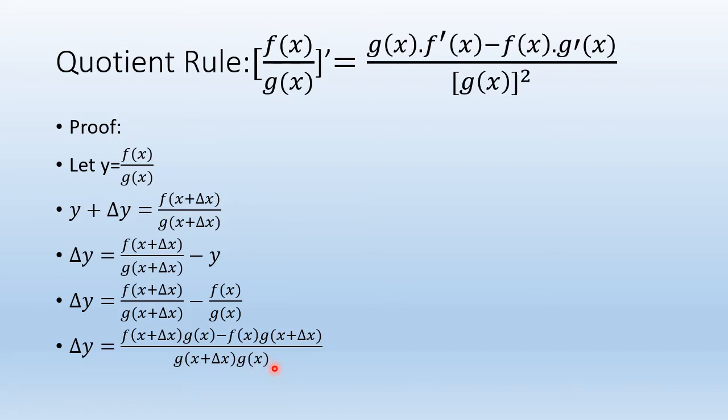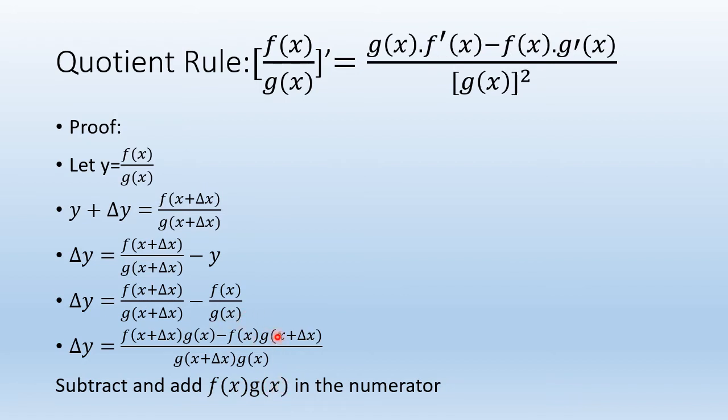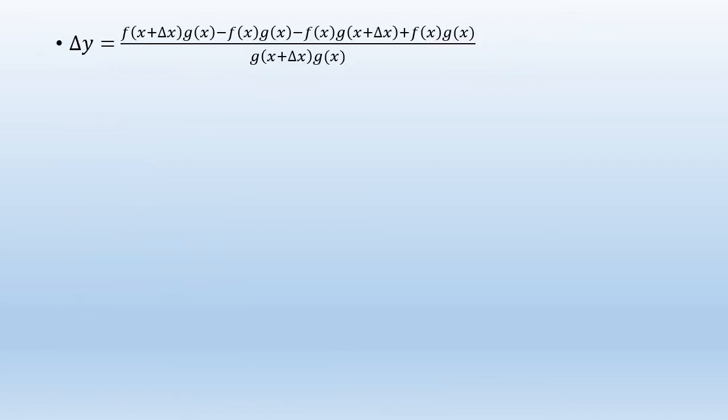Now we are going to subtract and add f of x into g of x in the numerator. We will write minus f of x g of x here and plus f of x g of x here. So you can see we get del y is equal to f of x plus del x into g of x minus f of x g of x minus f of x into g of x plus del x plus f of x g of x. That is, f of x g of x has been added and subtracted here.